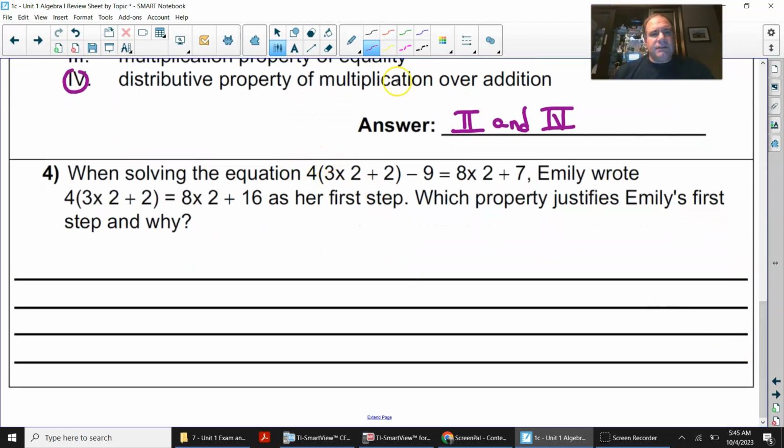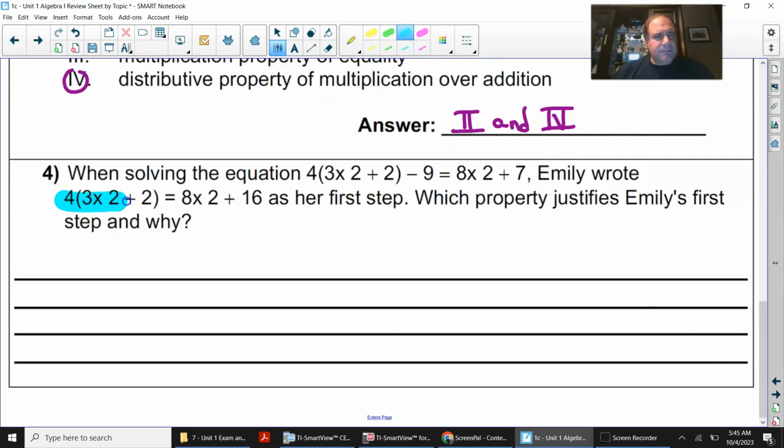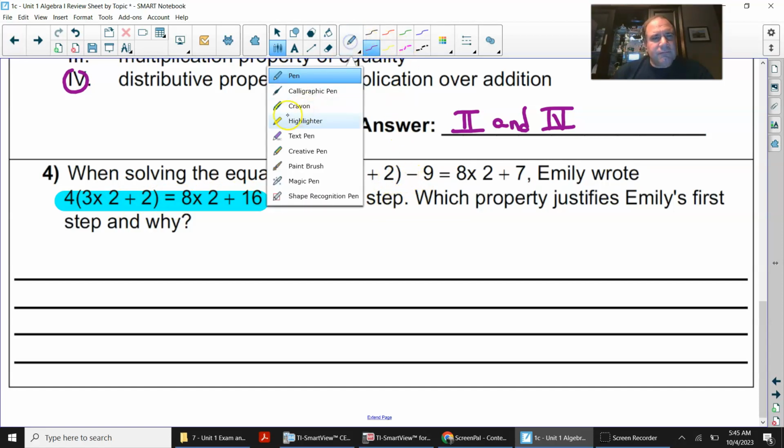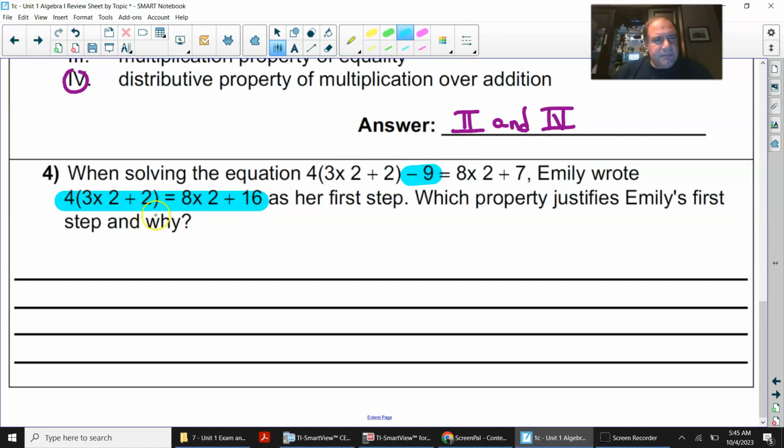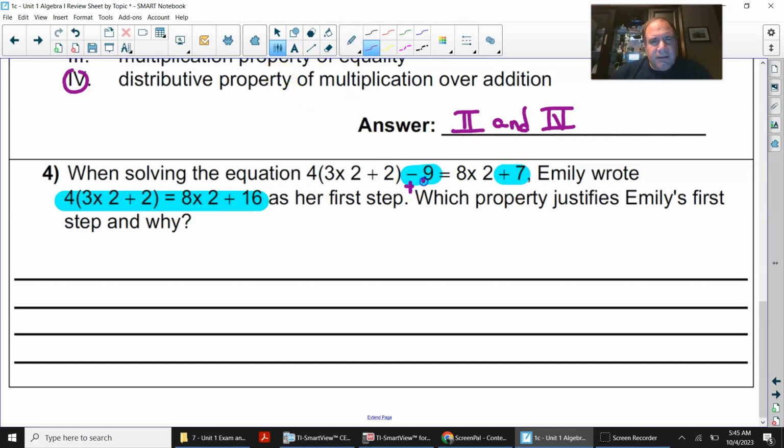When solving this equation right here, Emily wrote this first step right here. Which property justifies Emily's first step? So let's just take a look. No distributive property is being used. So we're talking about here, this negative 9 is disappearing. So it now becomes, if you figure what you would do, you would say, okay, plus 9, plus 9.